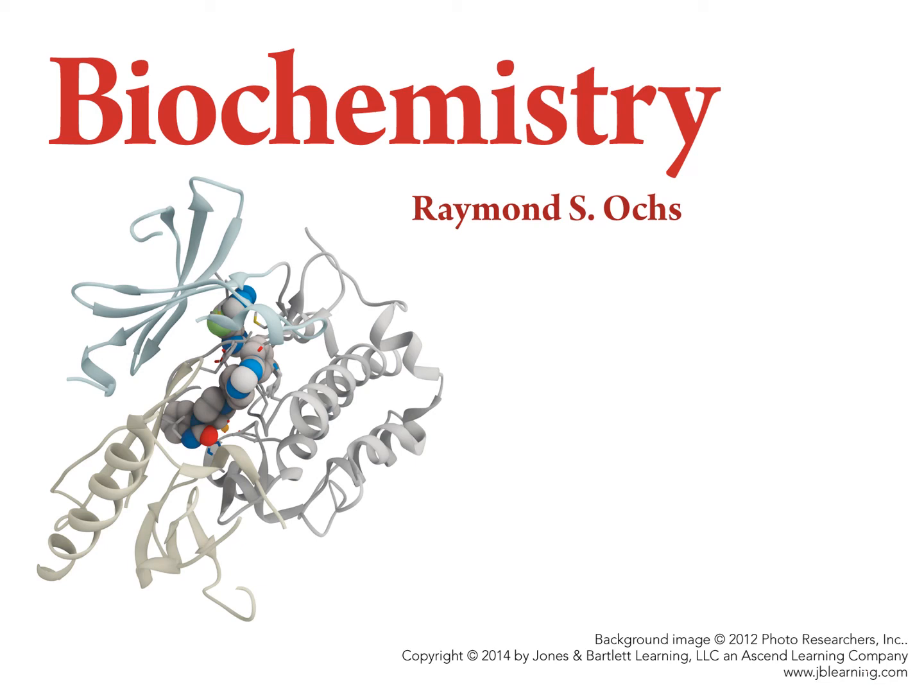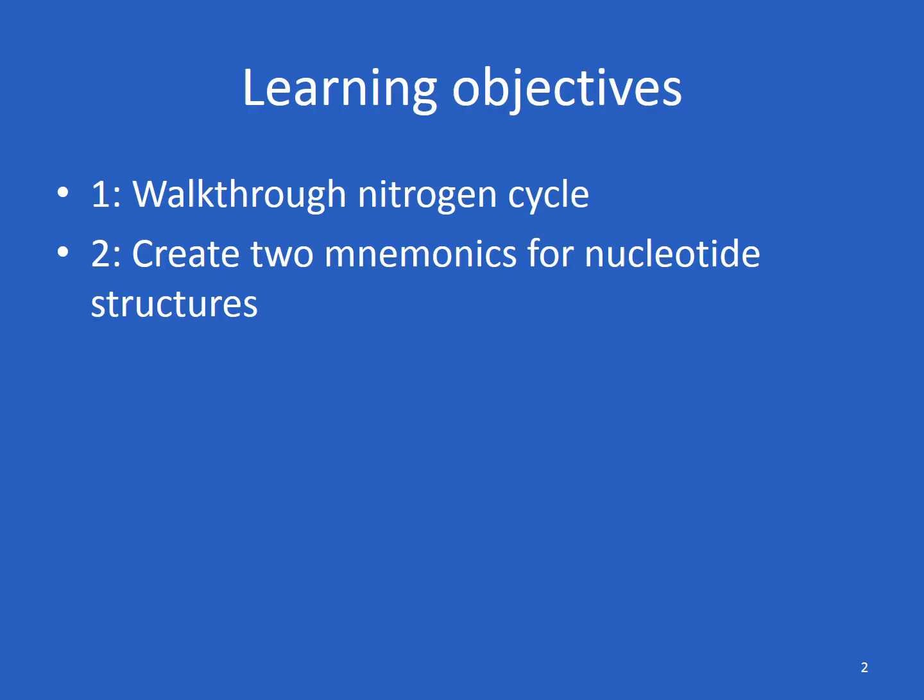Hello everyone, this is our second to last lecture for the semester, and it's a mini lecture. So to reflect that, we only have two main learning objectives. First, we're going to walk through the nitrogen cycle. We're not going to delve nearly as deep into it as we did for, say, glycolysis or the Krebs cycle. And finally, we're going to try to create two mnemonics to memorize nucleotide structures.